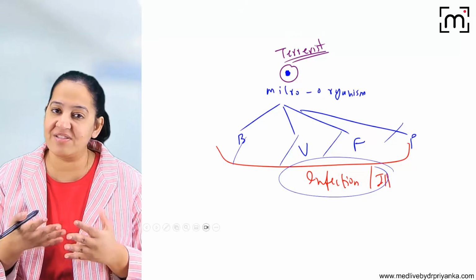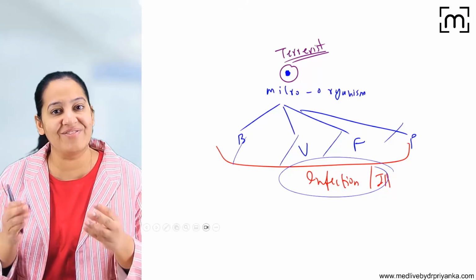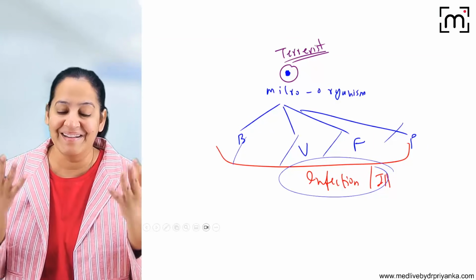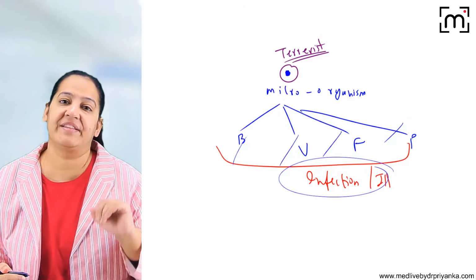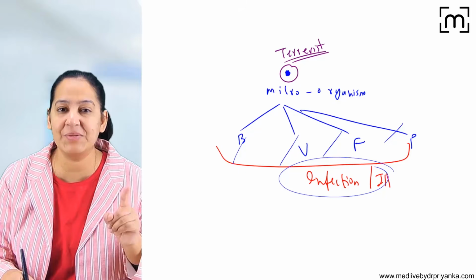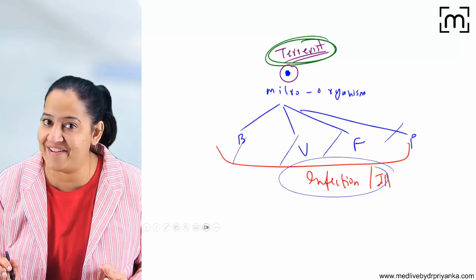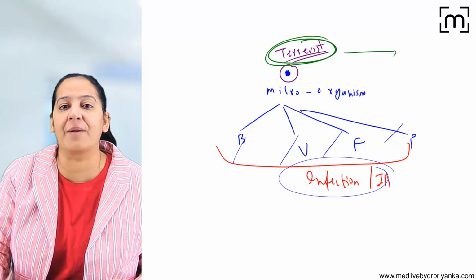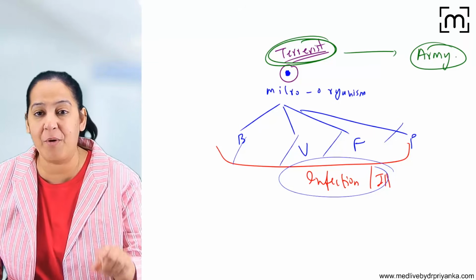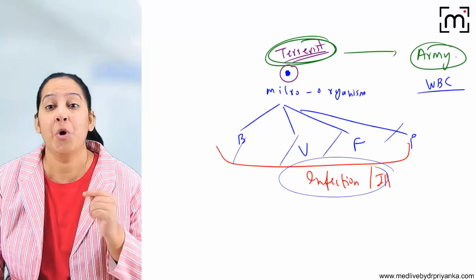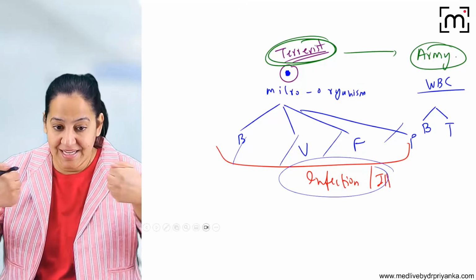Now what happens when a terrorist enters the country's territory? You tell me. Whenever any terrorist enters the country's territory, the army gets activated, the soldiers get activated, and the soldiers fight with the terrorist. Here also the same thing will happen. As soon as the terrorist enters the human body, we consider the human body as the country's territory, so the army gets activated in the human body also. So who is the army of the human body? WBCs, white blood cells. Who are the soldiers here? The 2 types of lymphocytes, B lymphocytes and T lymphocytes. These are the soldiers.